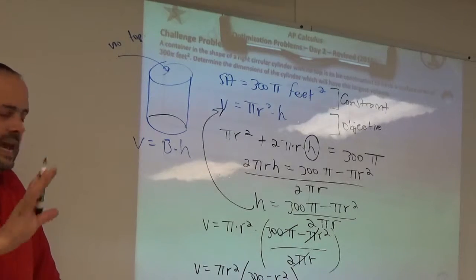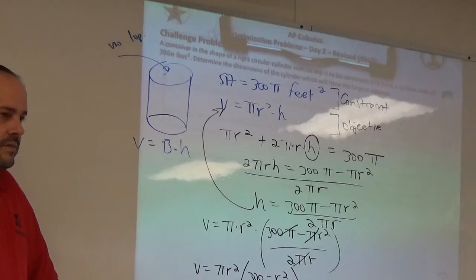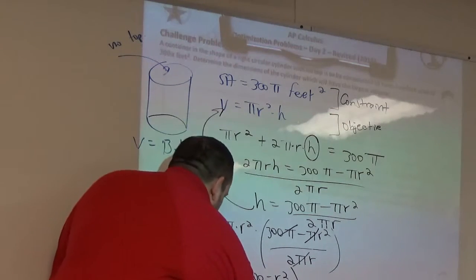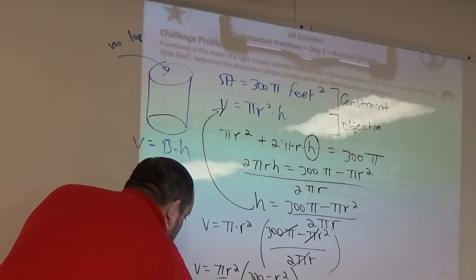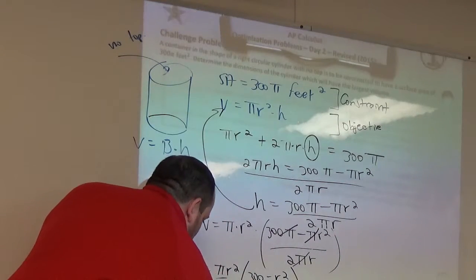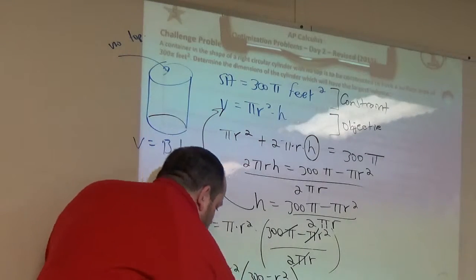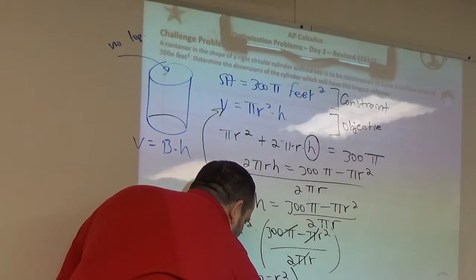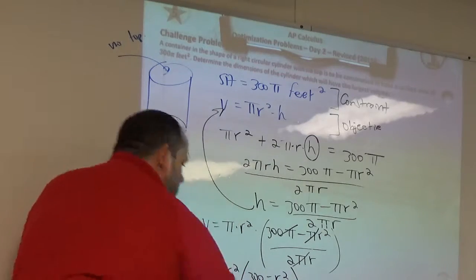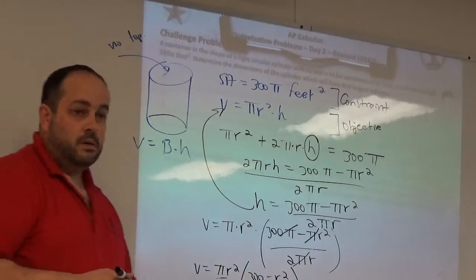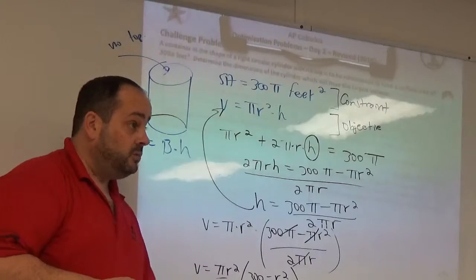You might say, hey, I just want to go take a derivative. You could also multiply through. Pi r squared times 300 means 300 pi r squared. Pi r squared times r squared means pi r to the fourth over 2r. I got a quotient rule. I'm good with quotient rule.